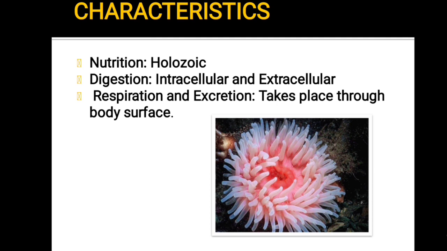Now let's know about its nutrition. Nutrition in coelenterates is holozoic. They take solid food and digestion is extracellular as well as intracellular. In coelenterates, respiration and excretion both take place through the body surface and eliminate ammonia as the nitrogenous waste. So that's why coelenterates are ammonotelic.